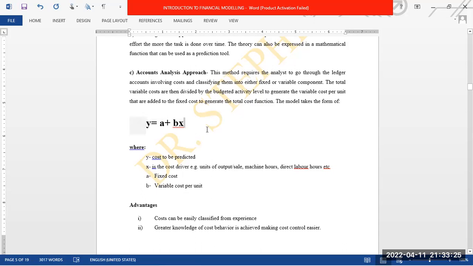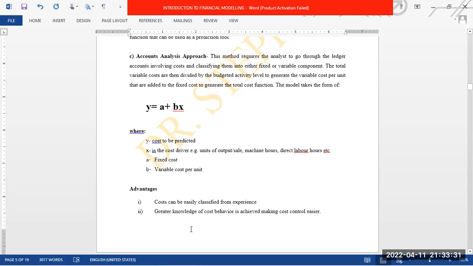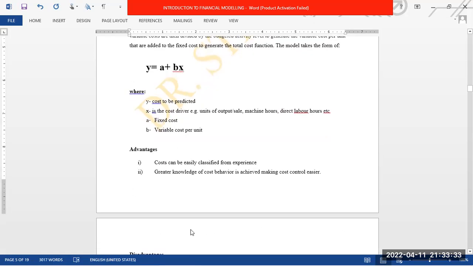What are the advantages of the account analysis approach? Cost can be easily classified from experience, that is number one. Then greater knowledge of cost behavior is achieved, making cost control easier. That is the number two advantage of using the account analysis approach.